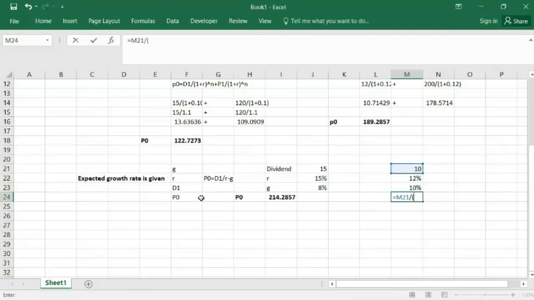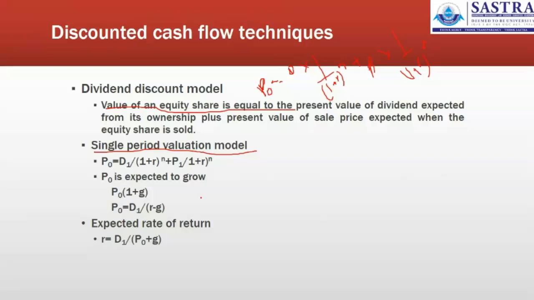The required rate of return is given as 12%, which can be written as 0.12, minus the expected growth rate, given as 10%, 0.10. Based on that, I calculate, and P0 comes to 500 rupees. So it is calculated based on the values available in the market. On the basis of the expected growth rate, we can estimate the price of such securities being traded in the market.